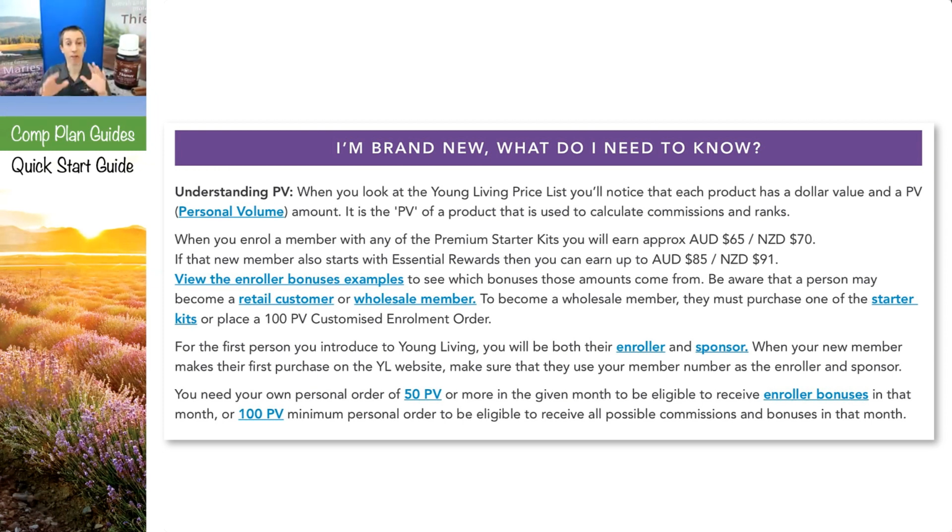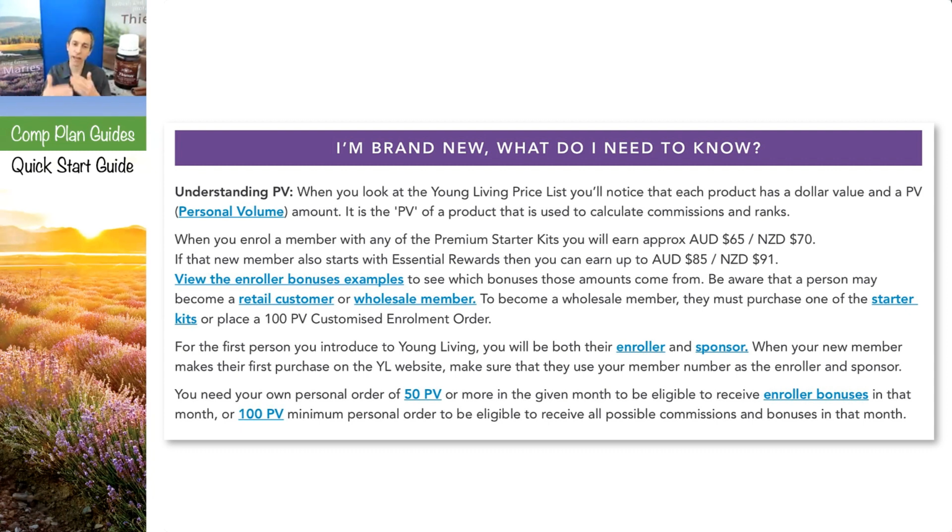You can see up there it starts off talking about PV, because we need to understand PV initially. I'll read out that first paragraph. It says, when you look at the Young Living price list, you'll notice that each product has a dollar value and a PV, in brackets, personal volume amount. It's the PV of a product that is used to calculate commissions and ranks. In that first paragraph, you'll see that personal volume is blue and underlined. That means you can click on that to learn more about PV.